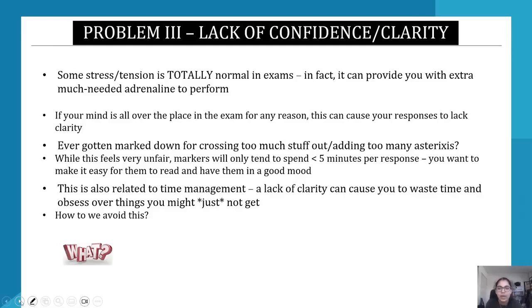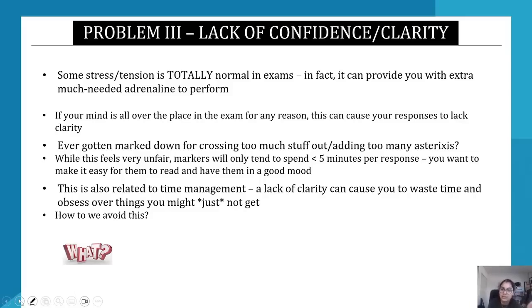Really important. Stress is totally normal. Use it to your advantage. So remember, it's really important that you are focused on making sure you're getting in your main ideas.